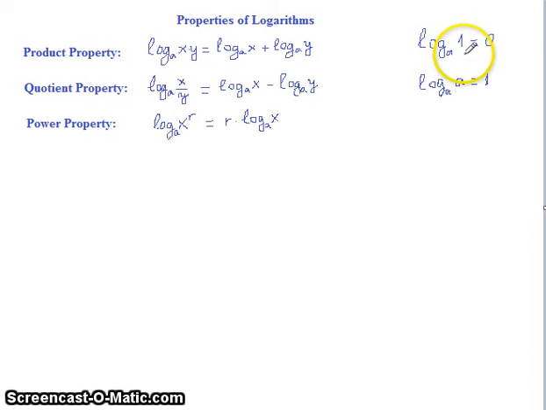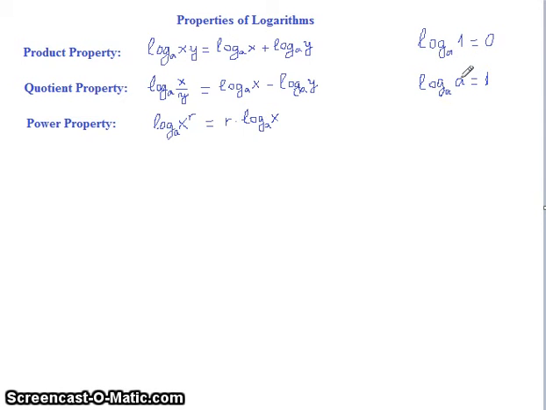There are two additional properties. Logarithm base a of 1 is always 0, because if you switch to exponential form, you'll get a to the power of 0, and it is always 1. And also, logarithm base a of a is always 1, because if you switch to exponential form, you'll get a to the power of 1 is equal to a. So this is a true statement.